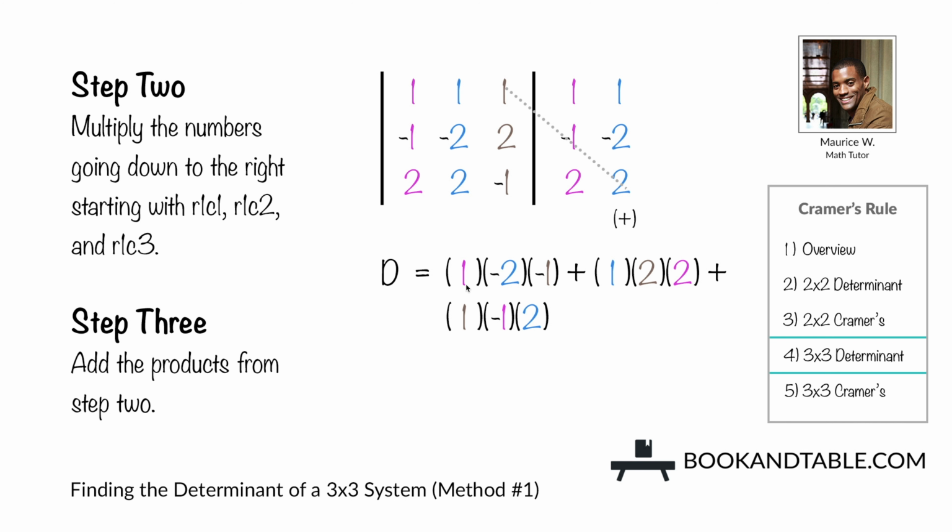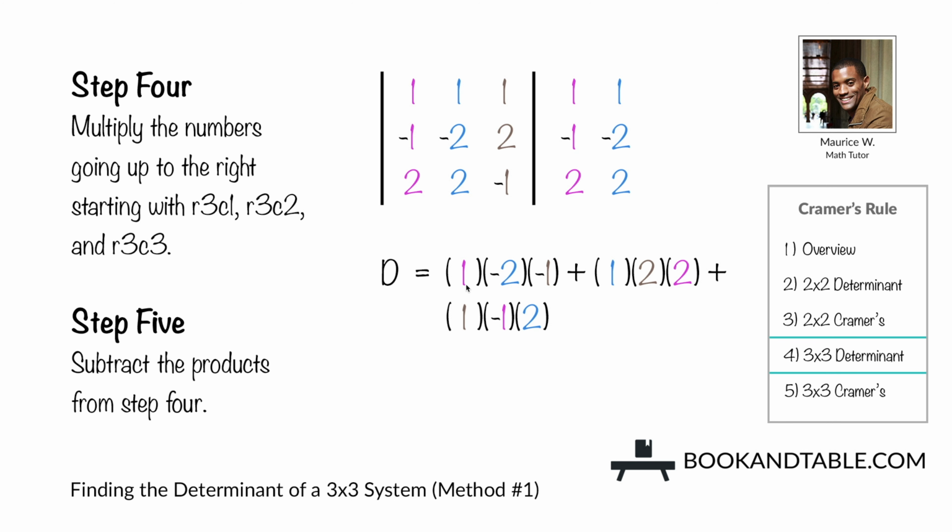So those are step 2 and step 3. Now, step 4 and step 5, we first want to multiply the numbers going up to the right, starting with row 3, column 1, row 3, column 2, and row 3, column 3. So this time we're moving up, and this time we're starting, instead of with row 1, we're starting with row 3. And now when we multiply these numbers, instead of adding these products, we're going to subtract them.